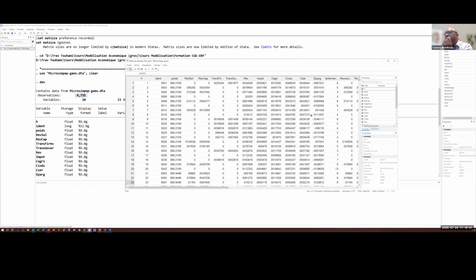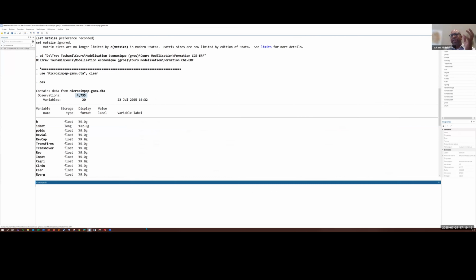Okay, just one remark. Look here, for some households we have a negative value. We have to look at the data before going further. For some households, it's clear we have negative saving. This will have a consequence when we have to model this situation at a micro level. Okay, this is the data we have.